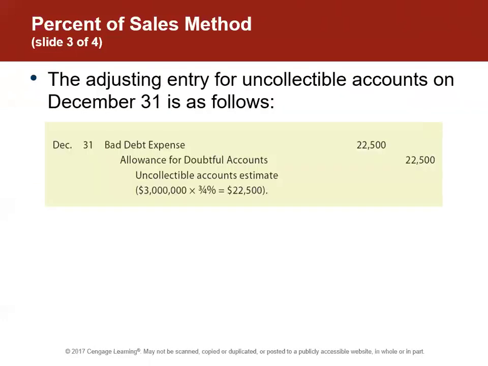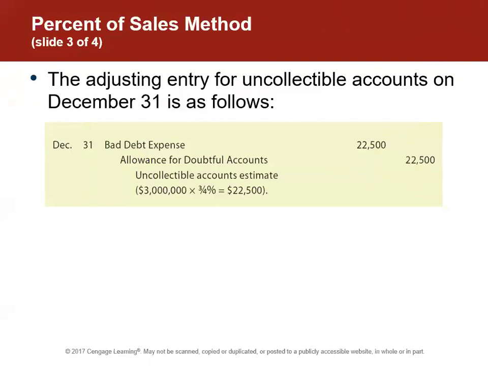So percent of sales, you truly just take your total credit sales by whatever percent they give you, the percent they think is uncollectible. It's really pretty simple, right? That one's nice and easy. And then this is your adjusting entry. December 31st, it's an adjusting entry into the period. Bad debt expense gets debited, and allowance for doubtful accounts gets credited.